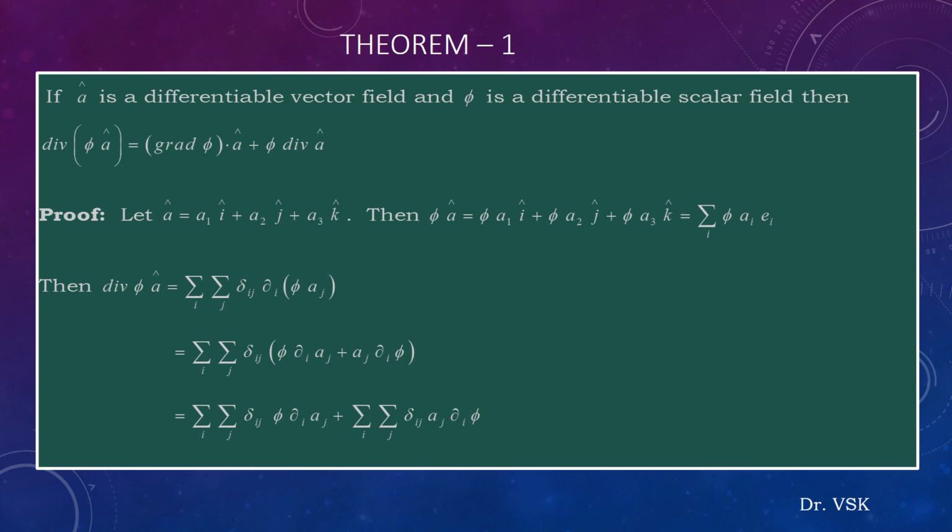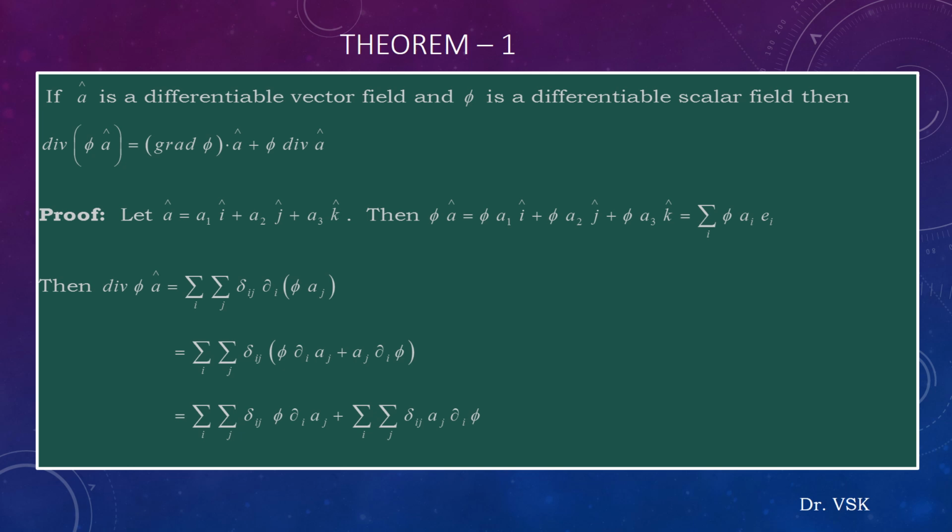Since a cap is a vector field and phi is a scalar field, their product phi a cap is a vector field. Now we need to find out the divergence of phi a cap. Div phi a cap equals grad phi dot a cap plus phi div a cap. Let us prove this identity now.